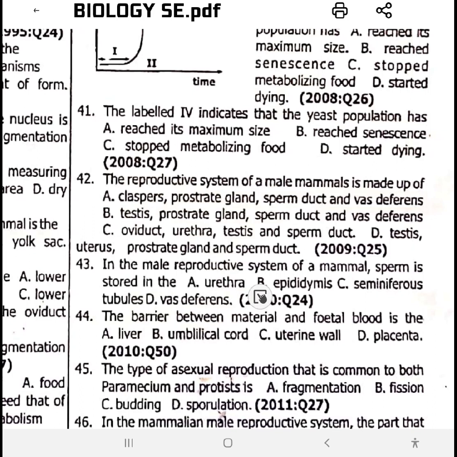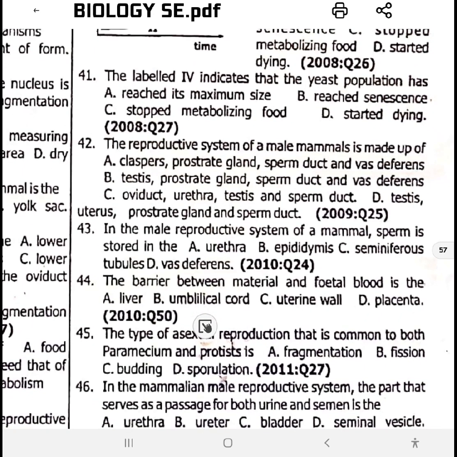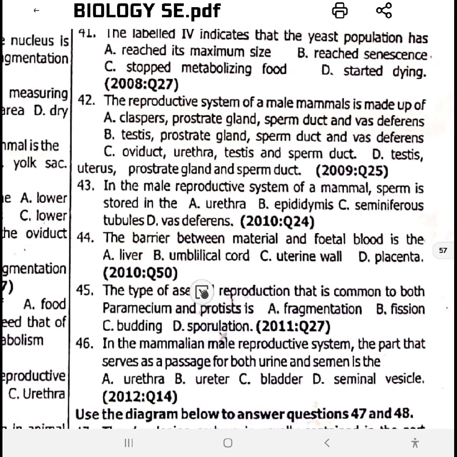43: in the male reproductive system of a mammal, sperm is stored in the epididymis, option B. 44: the barrier between maternal and fetal blood is, do not forget, we talked about it, placenta. 45: the type of asexual reproduction that is common to both paramecium and protists is, 45 is sporulation, option D.